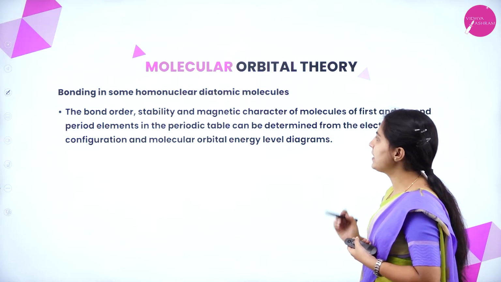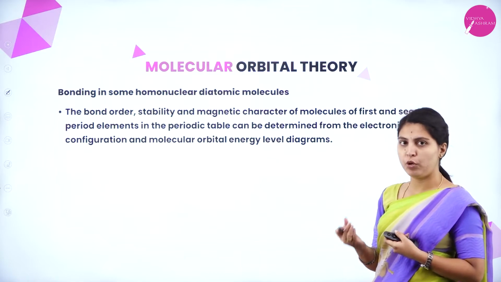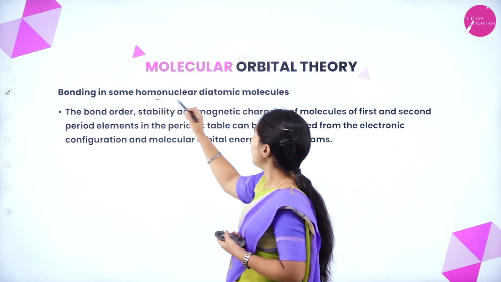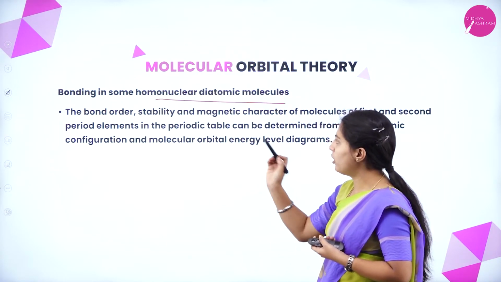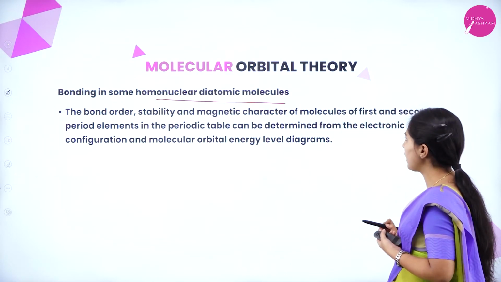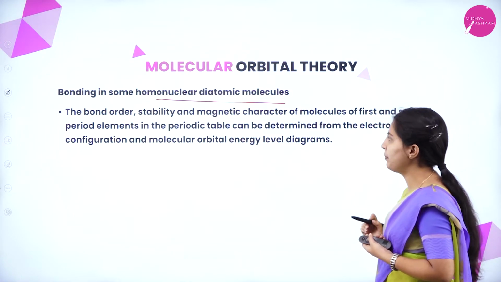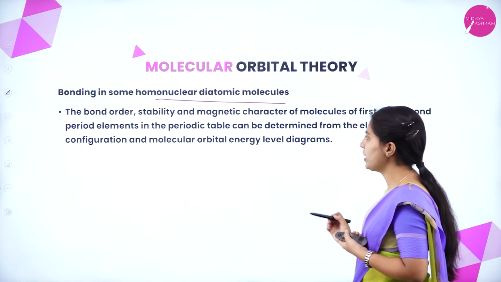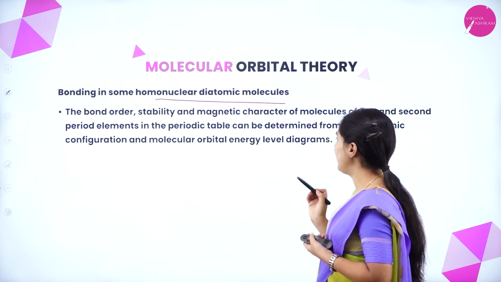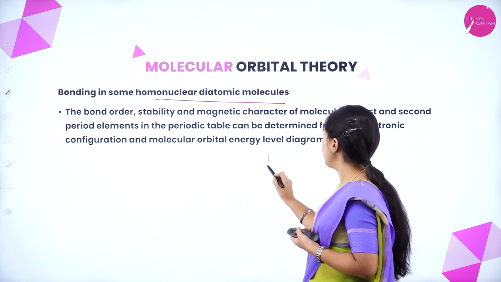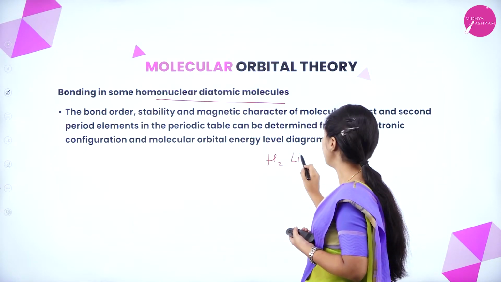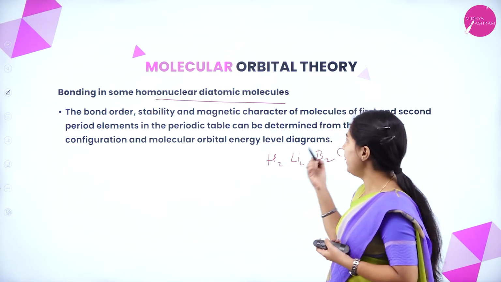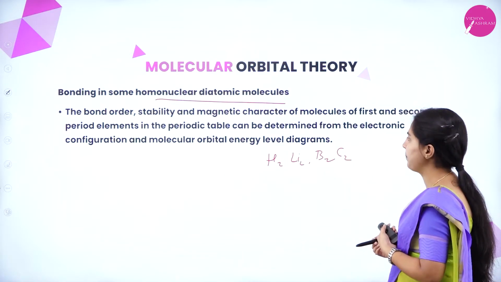Next, bonding in some homonuclear diatomic molecules. Now we are moving to the energy level diagrams in homonuclear diatomic molecules. The bond order, stability and magnetic character of molecules of first and second period elements in the periodic table can be determined from the electronic configuration and molecular orbital energy level diagrams. Homonuclear means H2, Li2, B2, C2, that is first and second period elements.